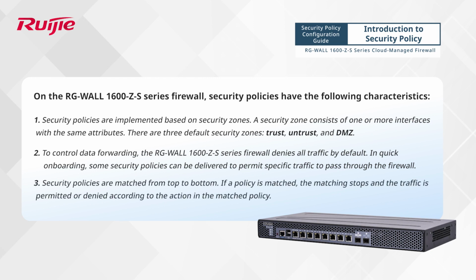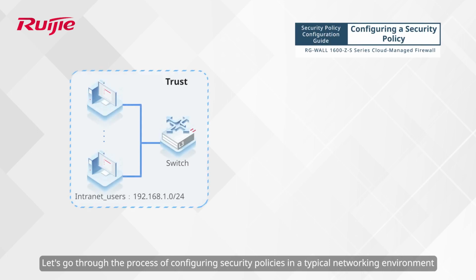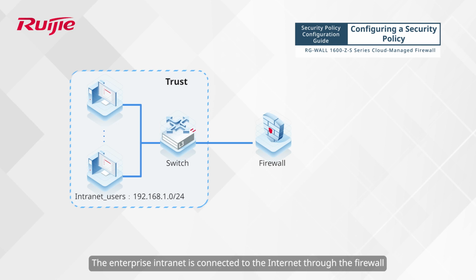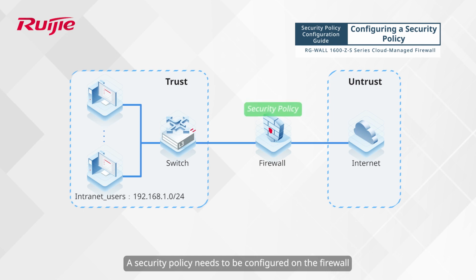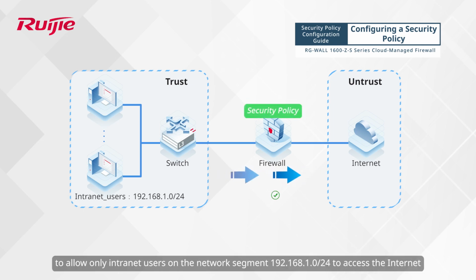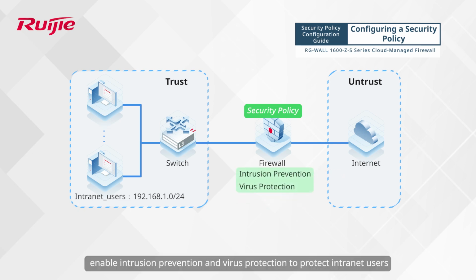3. Security policies are matched from top to bottom. If a policy is matched, the matching stops and the traffic is permitted or denied according to the action in the matched policy. Let's go through the process of configuring security policies in a typical networking environment. The enterprise intranet is connected to the internet through the firewall. A security policy needs to be configured on the firewall to allow only intranet users on the network segment 192.168.1.0 to access the internet while preventing internet users from accessing intranet users. In addition, enable intrusion prevention and virus protection to protect intranet users.